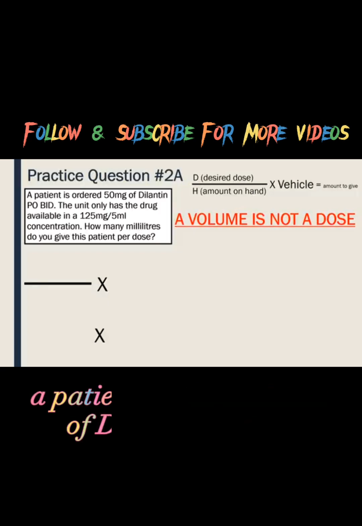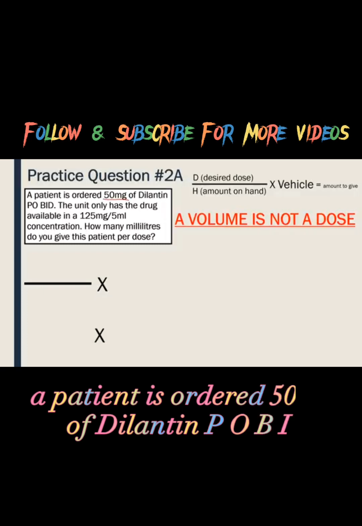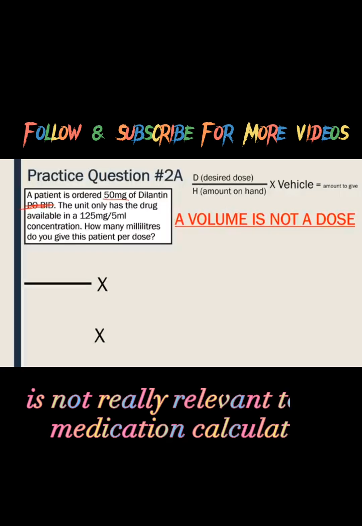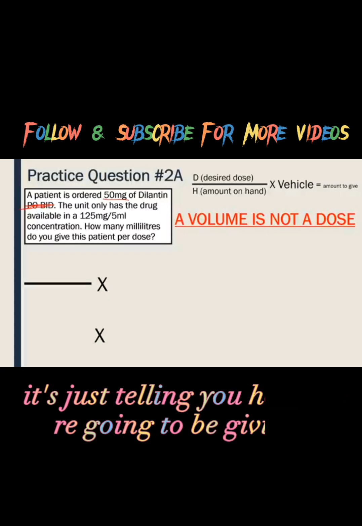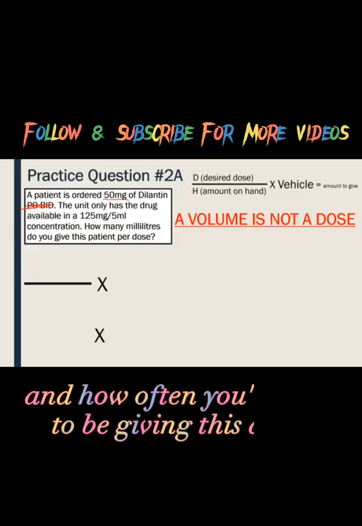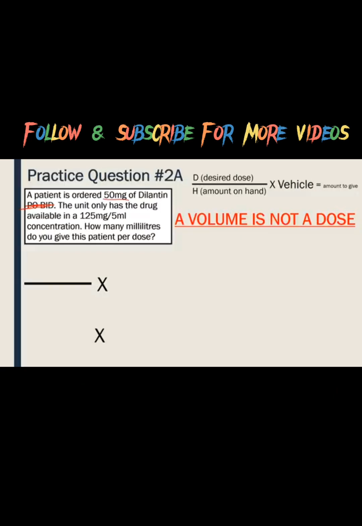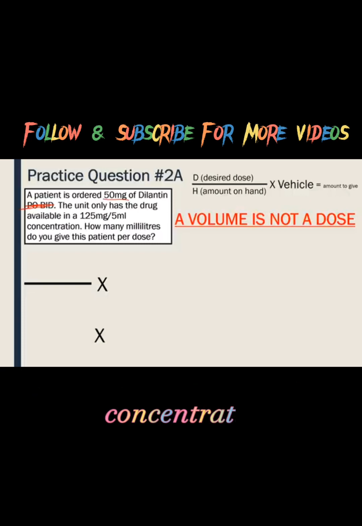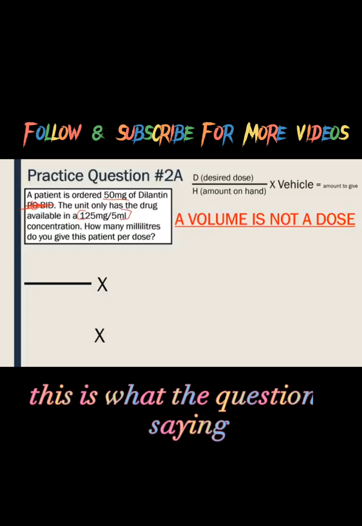A patient is ordered 50 milligrams of Dilantin, PO/BID. And again, the PO/BID is not really relevant to the medication calculation at this point. It's just telling you how you're going to be giving it and how often you're going to be giving this dose. So the unit only has the drug available in 125 milligram per 5 milliliter concentration. So obviously this is a liquid that you're going to be giving a patient by mouth, because it's a PO/BID. So PO means by mouth.